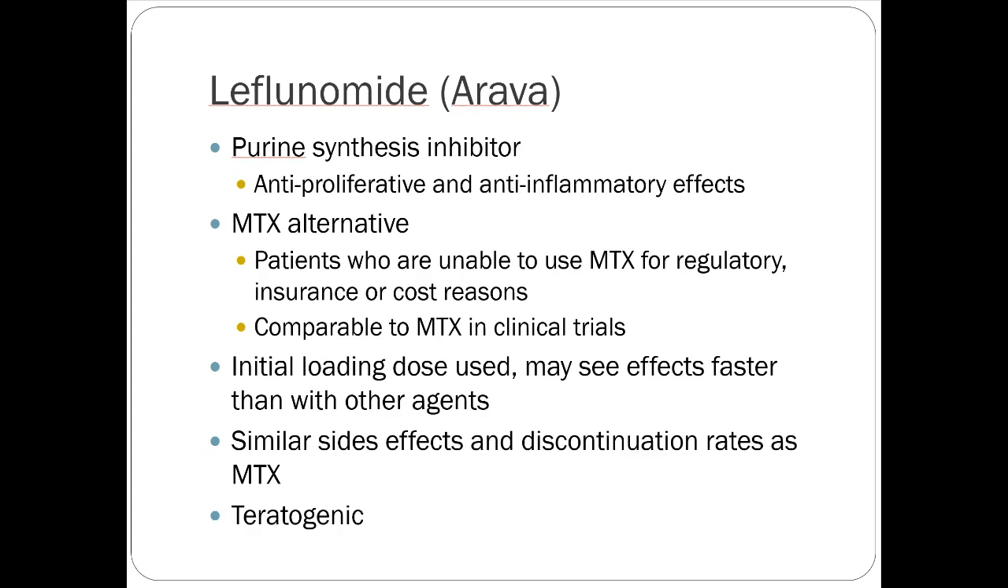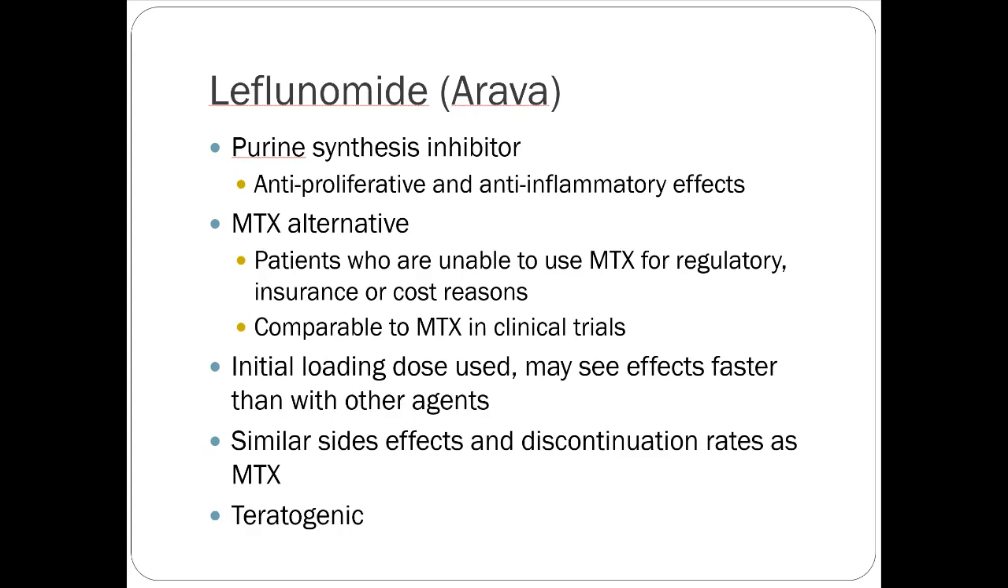Leflunomide is sort of a methotrexate alternative. It's not a folate antimetabolite, but it does have some antimetabolite similarities. It's a purine synthesis inhibitor, which causes some anti-proliferative and anti-inflammatory effects within different areas of how the immune system functions. And it's considered a methotrexate alternative. It's basically comparable to methotrexate.